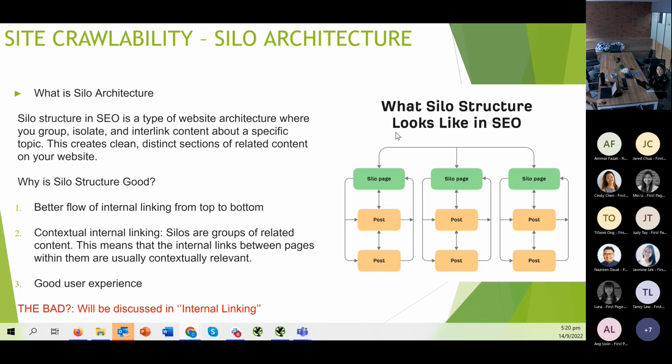So on the right, we can see how a silo structure looks like, where there's a page. Of course, on top of it is a home page. Then you come to a page, then after that is a post. Then after that is a subcategory and the post by itself. So this is good because there's a very good flow of internal linking from the bottom to the top and back to the bottom again. And then it's very contextual as well.